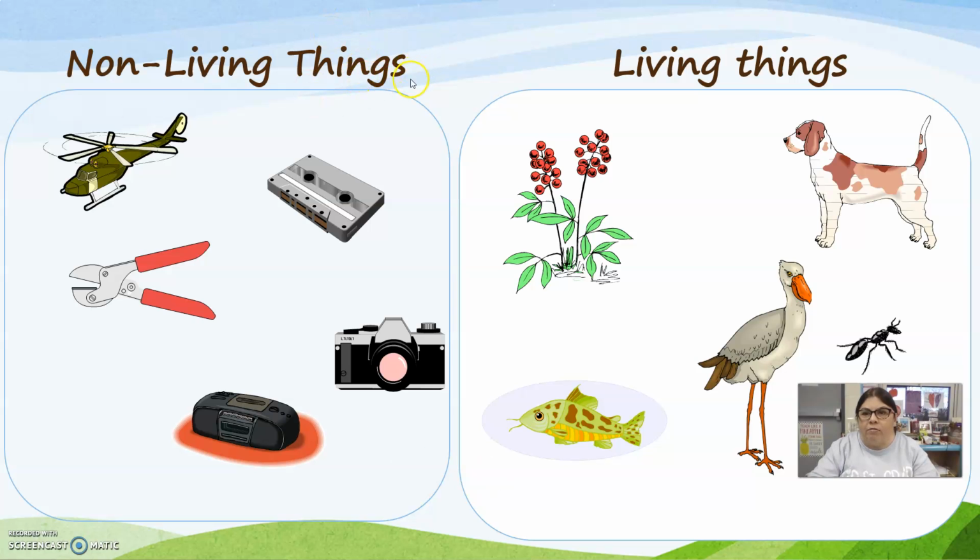On this side, we have some living things, some examples. Some plants, a dog, so animals, different types of birds and bugs and fish. All of these things are considered living things because they can grow. They can change over time. They need food and water in order to get energy to do what they're supposed to do in order to grow and to change. Okay, so we're going to be learning all about that today.